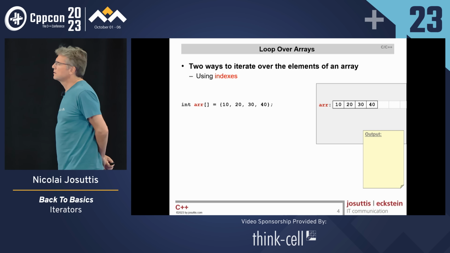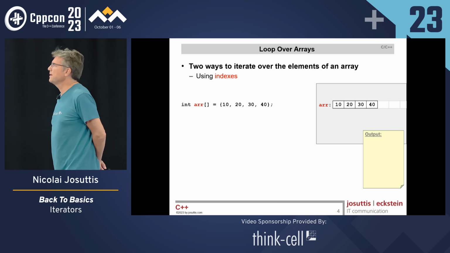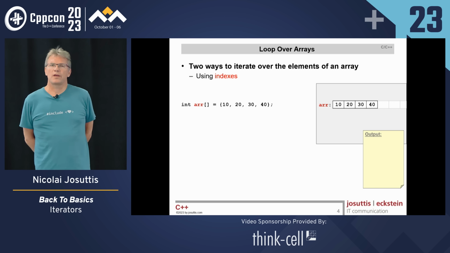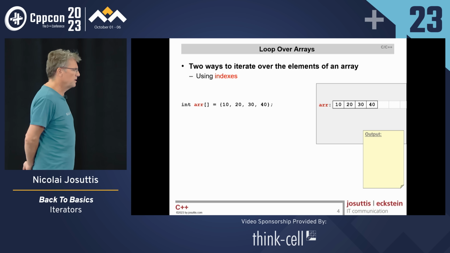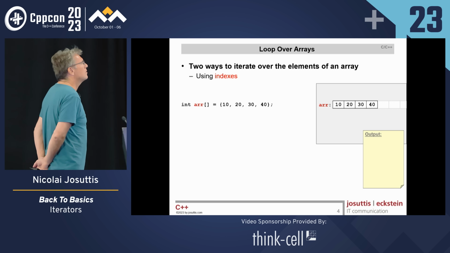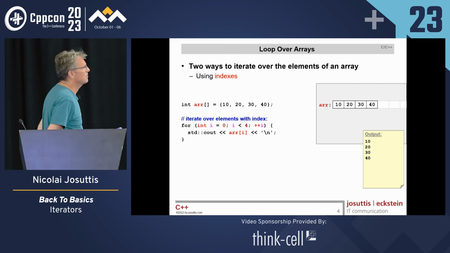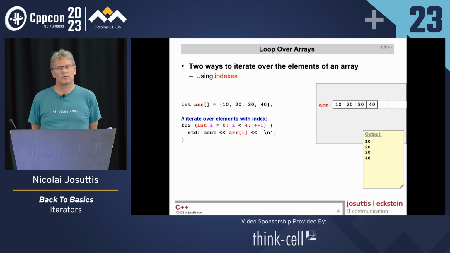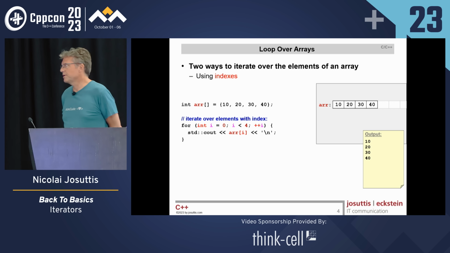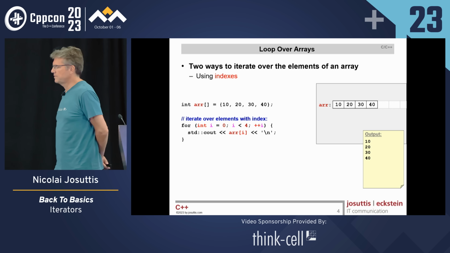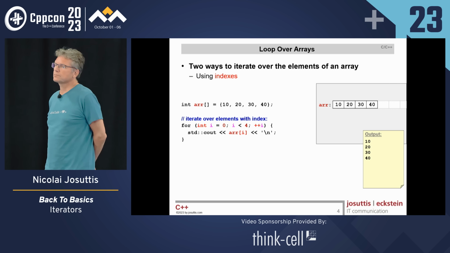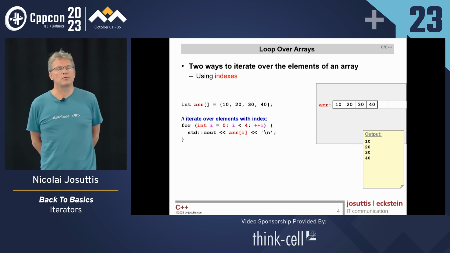So when we loop over an array, the usual thing we learned in programming was you can use an index. So we can use some index counting here from 0 to 3, and then print the elements in this array, which you see there on the right. But there's another way to do that.